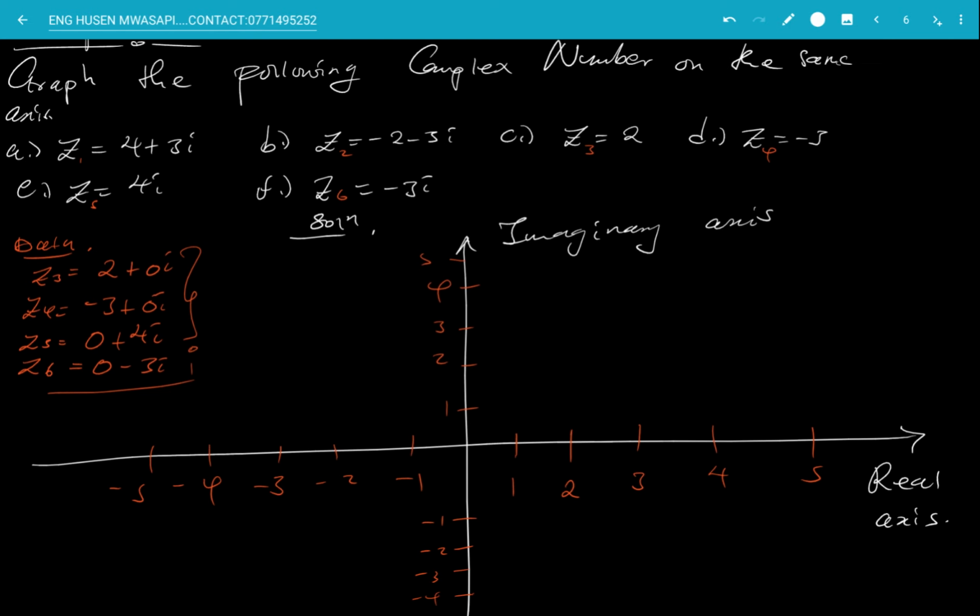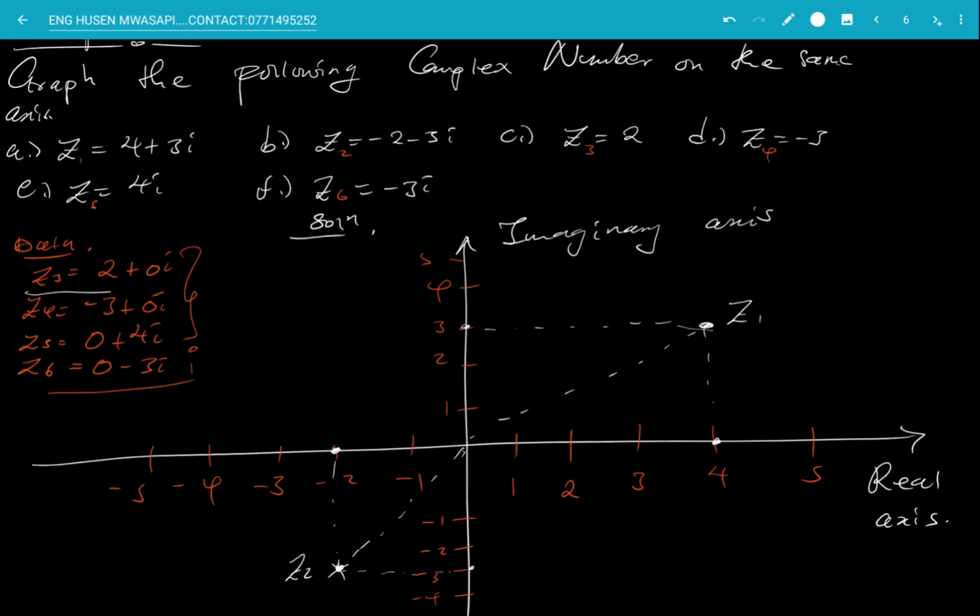Alright, so let's try and plot or graph these. This one here is having 4, 3. So you go to positive 4 on the real axis, and positive 3 on the imaginary axis. If you connect the dots and see where these 2 points meet, this point is Z1. So that's our graph for Z1. Then Z2 has a -2 and a -3. If you connect the dots, they meet at this point. So this point will be called our Z2.